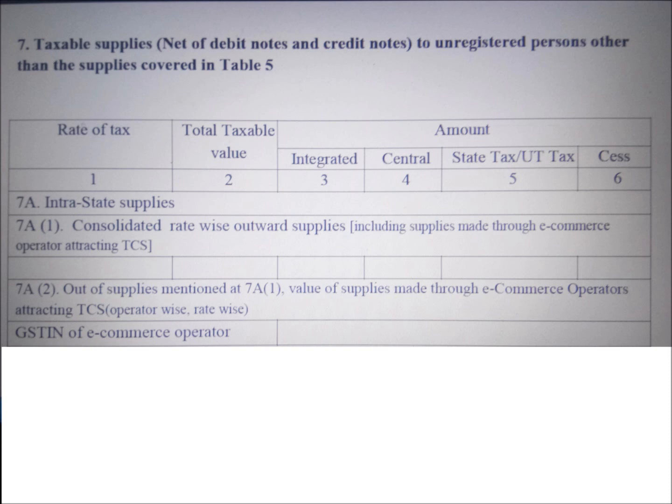In Table 7, there are two parts, 7a and 7b. In 7a, we have to give detail of all intra-state supply made to unregistered person. This detail is given rate wise, and here also we disclose consolidated value of supply made. All intra-state supplies are reported in Table 7a.